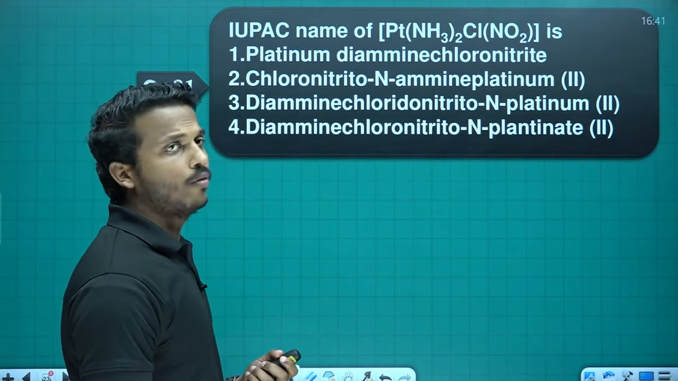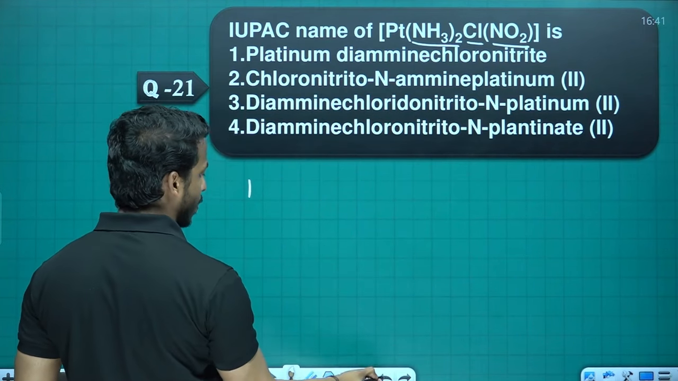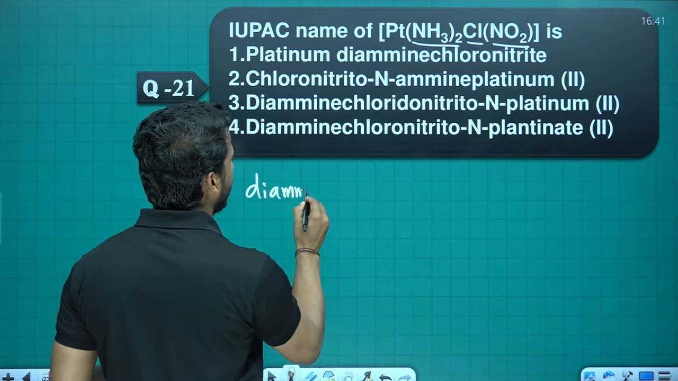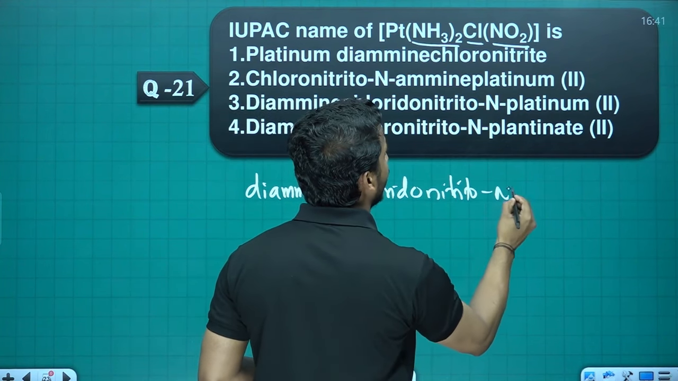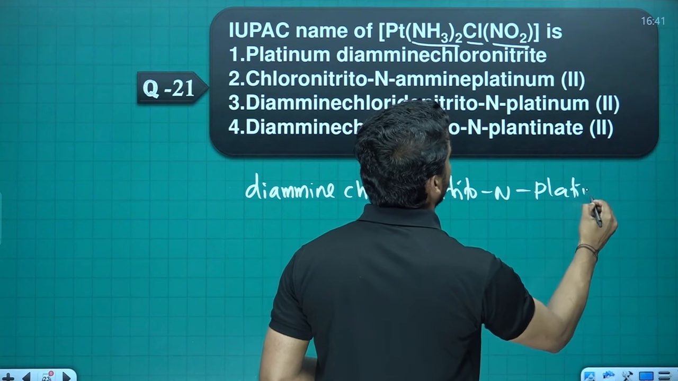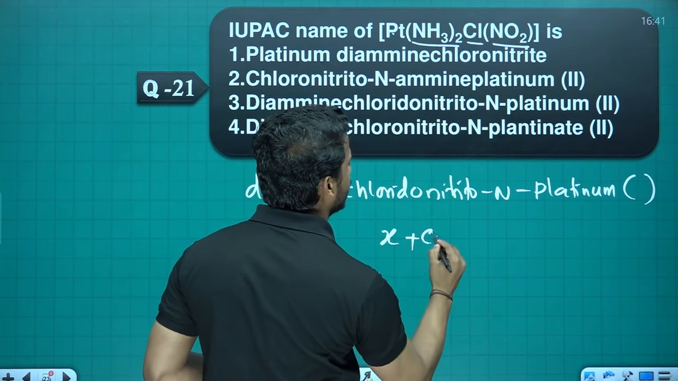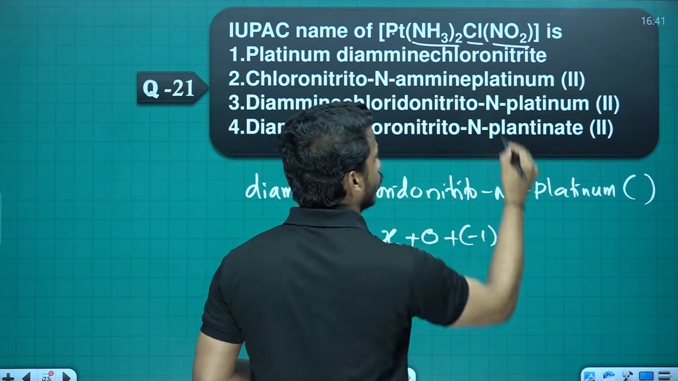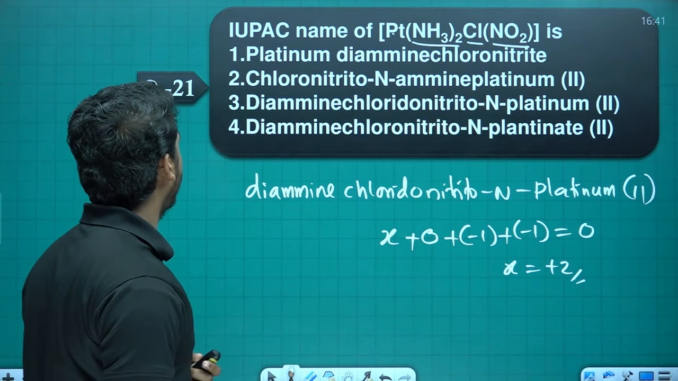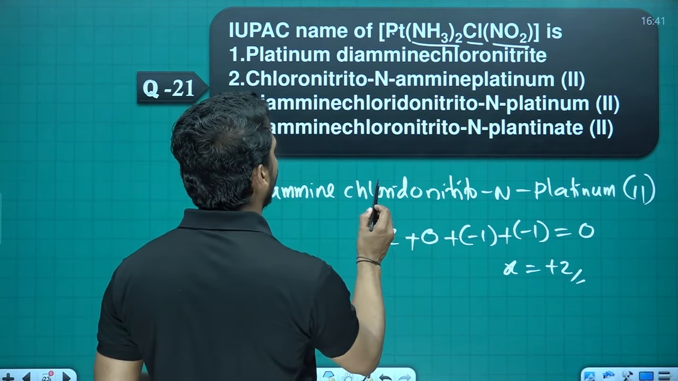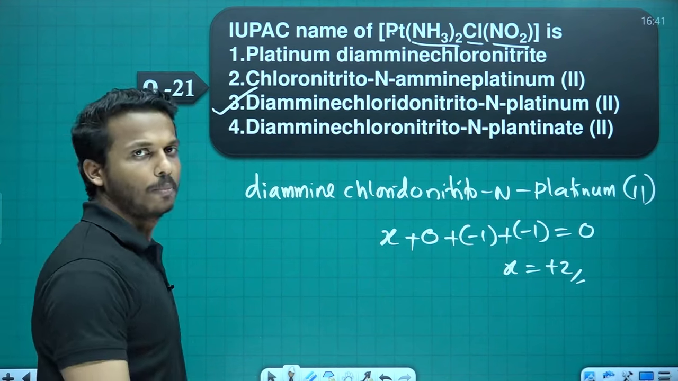What is the IUPAC name of the complex? Dear all, amine is there, chlorine is there, nitrito N is there. Two amine, right? So let us start. Diamine, chlorido, and NO2 is nitrito N. Then which is the central metal atom? Platinum. There is no counter ion, write the oxidation state. Platinum oxidation state X, amine is 0, chlorine is -1, and NO2 charge also -1, overall 0, X equal to +2. What is the answer, my dear? Diamine, chlorido or chloro, nitrito and platinum 2. Yes, option 3 is the correct answer. Please cross check it, all of you.